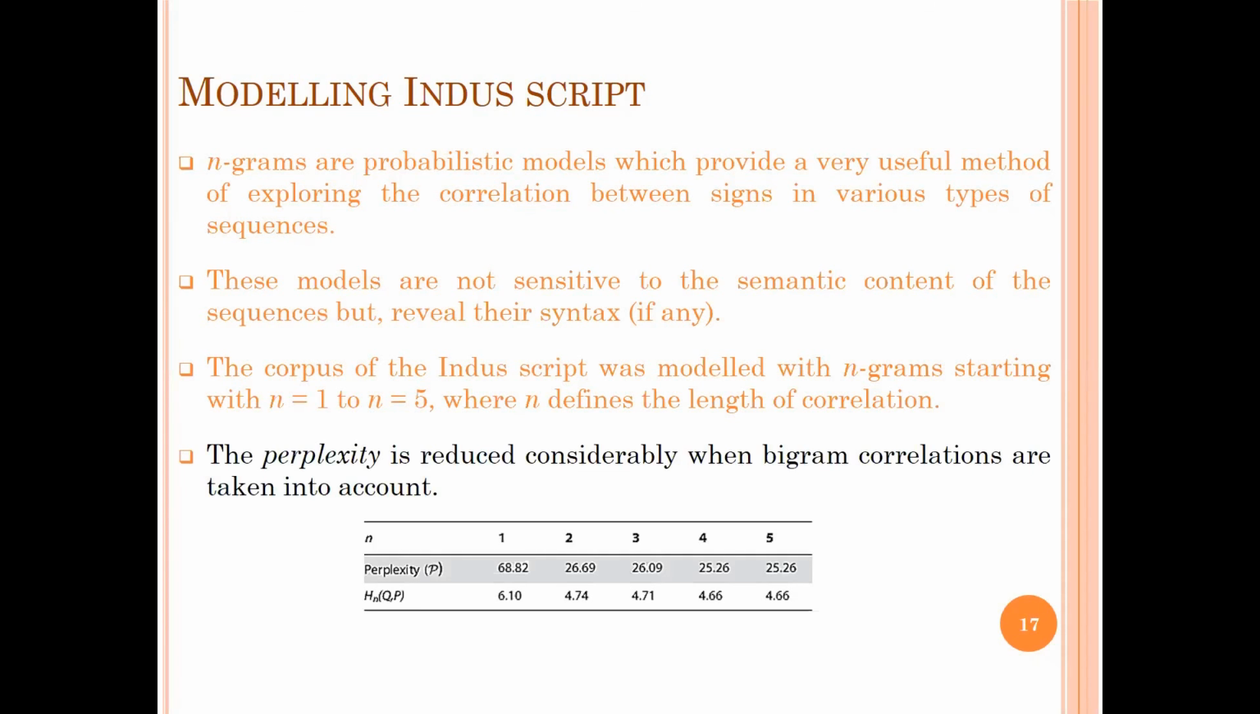And it was found that the perplexity, which is nothing but a measure of how good a model is, was found to reduce considerably when bigram correlations are taken into account. Now, what are these bigram correlations? If we just consider the correlation of a sign with its immediately preceding sign, that is called a bigram correlation. So it was found that when we go from individual signs to pairs, the perplexity of the model reduced considerably.